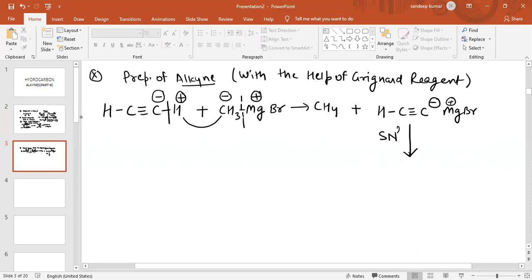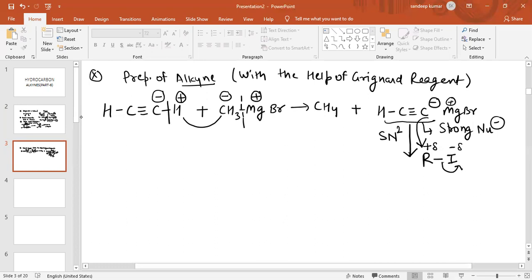Nucleophilic substitution via second order, because this is a strong nucleophile. This strong nucleophile will attack on RI. The electronegativity of iodine is greater, therefore it will carry a partial negative charge, so this carbon will carry a partial positive charge. So the nucleophile attacks this carbon atom and the leaving group will be removed.